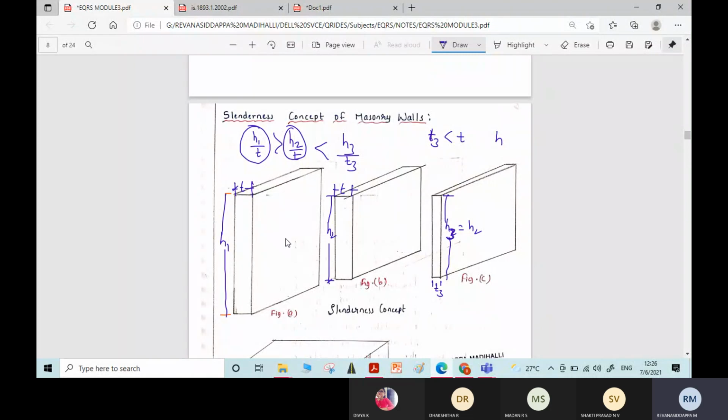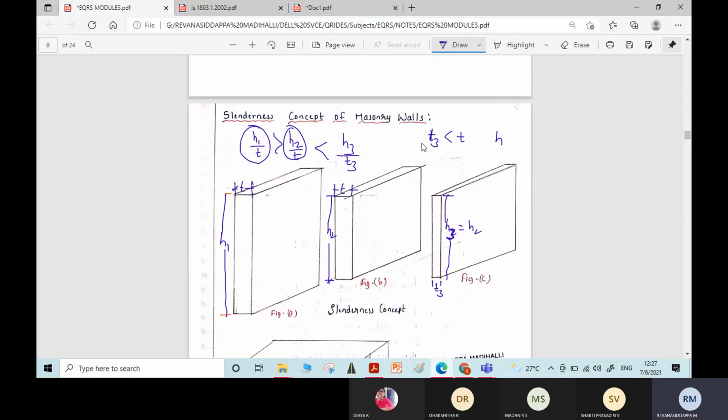Therefore, whether it is the height of the wall or the length of the wall, they should have proper proportioning with respect to the thickness of the wall. Then only we can maintain a specific slenderness ratio for good performance of the wall during the earthquake.